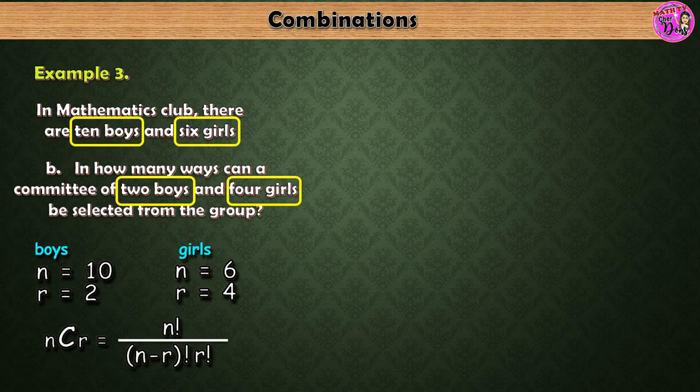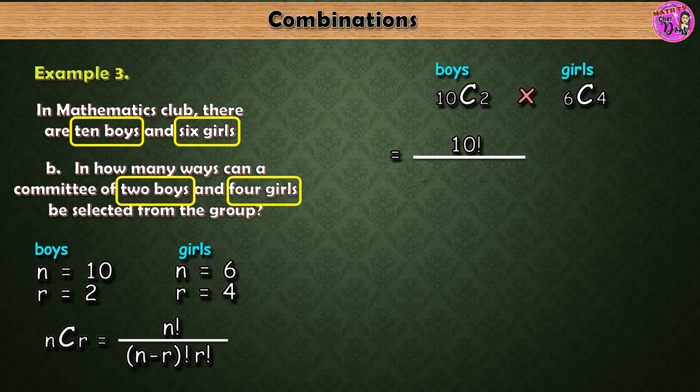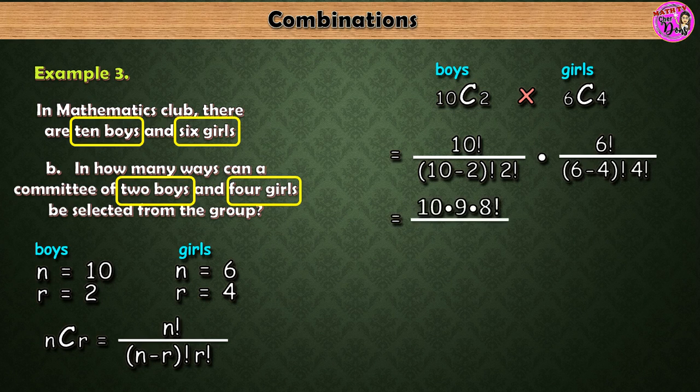Our formula is equal to n factorial divided by quantity n minus r factorial times r factorial. Substituting the value we have, for boys, combination of 10 objects taken 2 at a time. For girls, combination of 6 objects taken 4 at a time. Using fundamental principle of counting, we will multiply them. 10 factorial over quantity 10 minus 2 factorial times 2 factorial times 6 factorial over quantity 6 minus 4 factorial times 4 factorial.